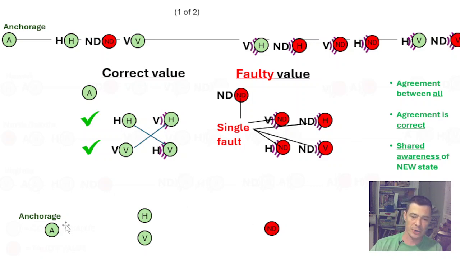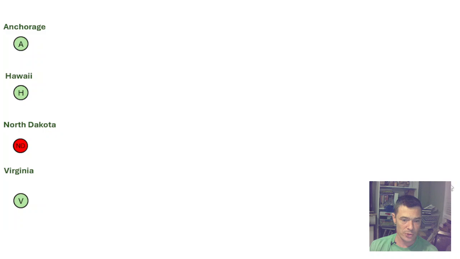So Anchorage is going to say, well, I'm going to go with the majority rule on this one. It's a 2 against 1. So I'm going to say majority rule wins. So their value is correct. I agree with their value. So we have agreement between all 3 of us. And now that we have agreement between all 3 of us, I know that I have shared awareness. I know that I'm done with this round. I am ready for the next round. And all the nodes know that.